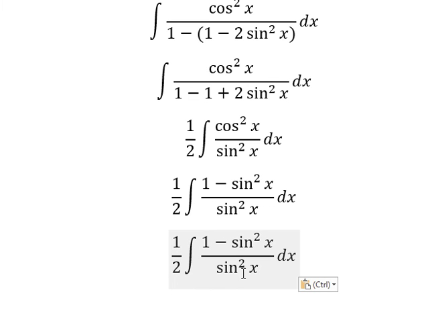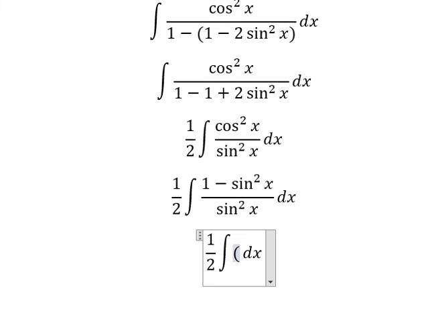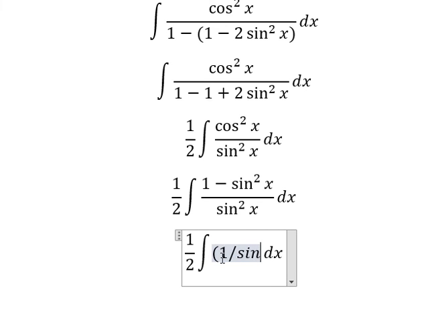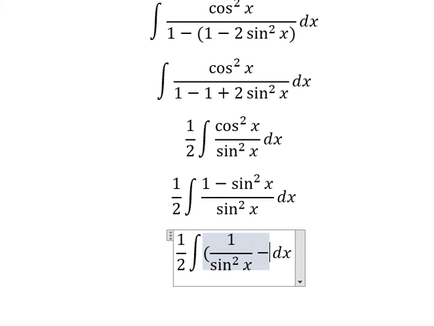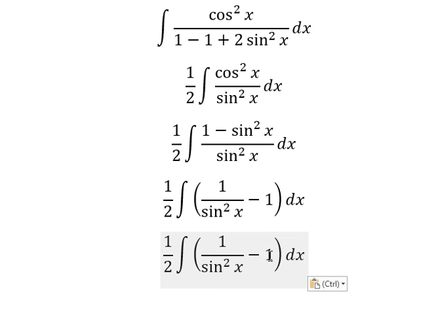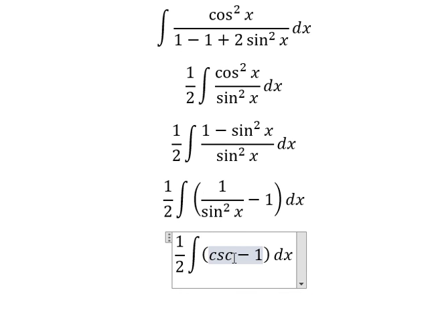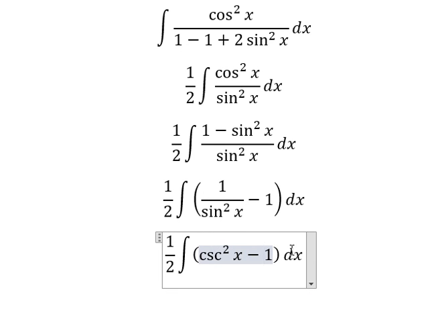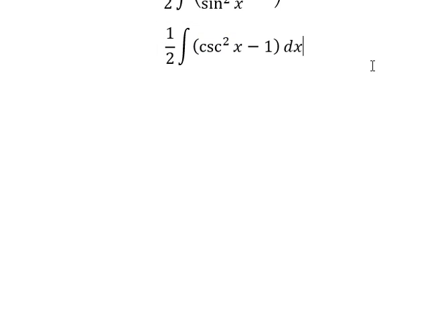So number 1 divided by sine x squared and sine x squared divided by sine x squared. So you get 1 over sine x squared minus number 1. And this one, that's about cosecant of x squared. And now we have the final answer.